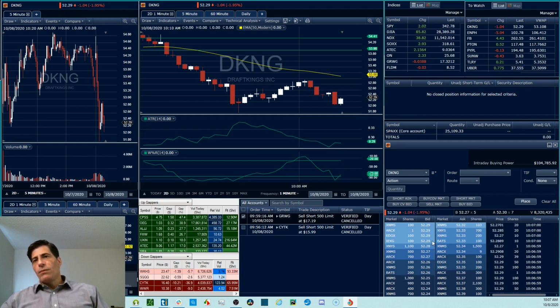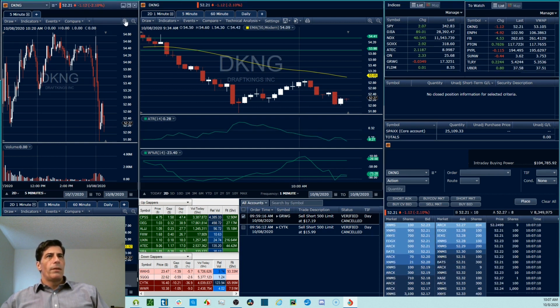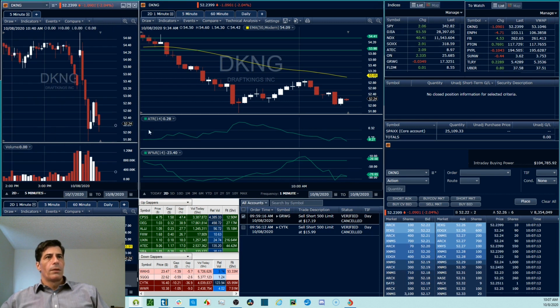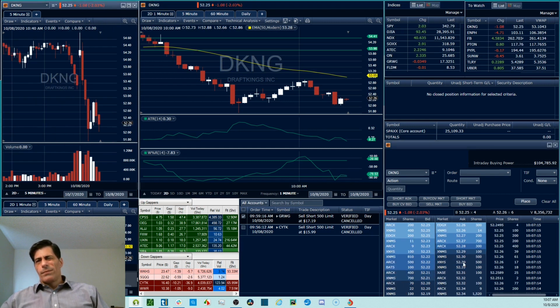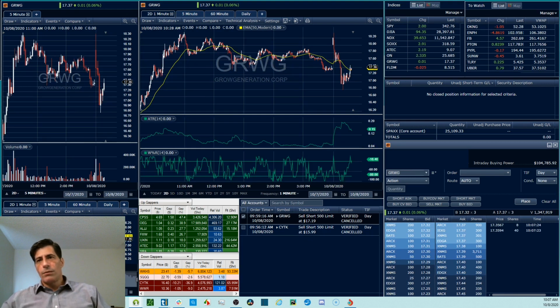But we saw 52.50 as a pretty tough level before, right? And that would be right above this candle. So this red candle. Here's the 5 minute over here. So I think this is stuck in the middle for the moment between 52.0 and 52.50. I just want to see if GRWG is doing anything.